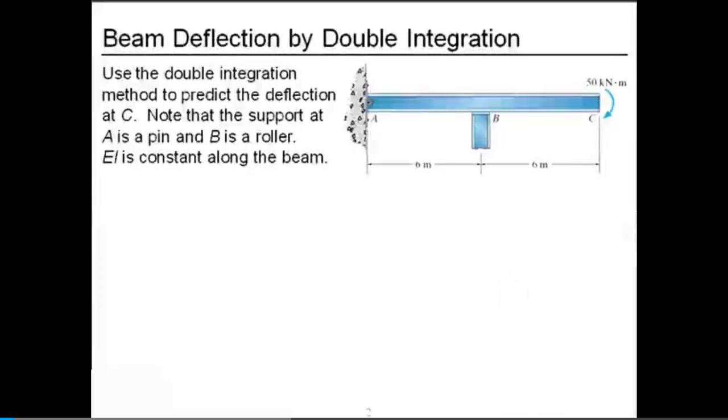Here's our beam. It is simply supported, pin at A, roller at B, with a cantilevered end and a couple moment applied only at end C. We're going to use double integration to predict the vertical deflection at C. And note that the modulus of elasticity, E, and the moment of inertia, I, are constant along the beam.